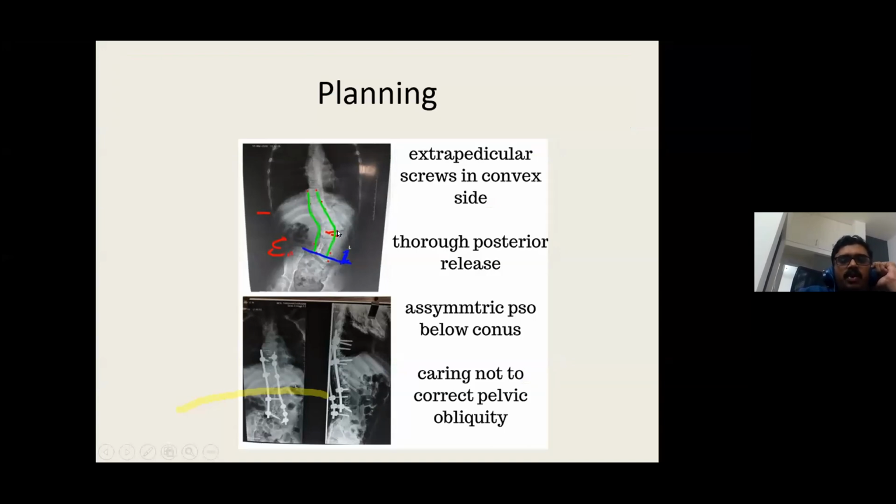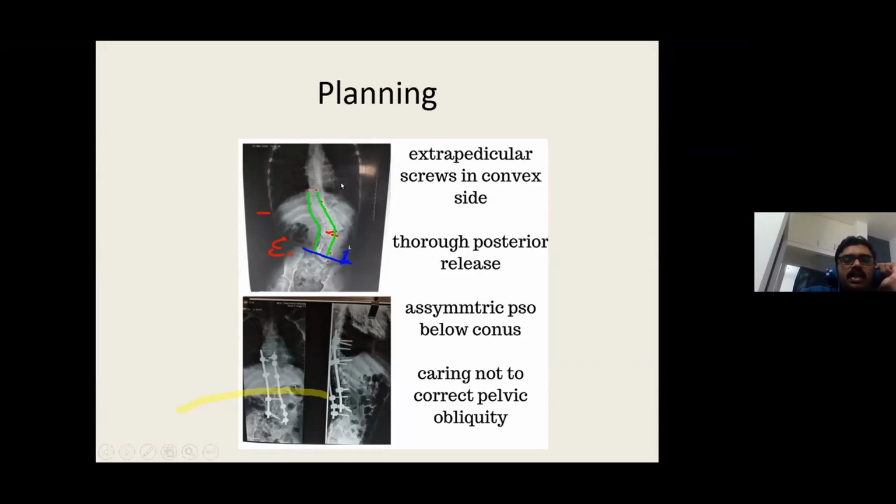We planned to do an L2 asymmetric PSO, that is below the cord end, so there is a lesser chance of neurology. The instrumentation was planned from D10 to L5. We didn't want to include the pelvis in this construct, but we had to maintain the limb-length discrepancy at somewhere around 2 centimeters. So that was the key.